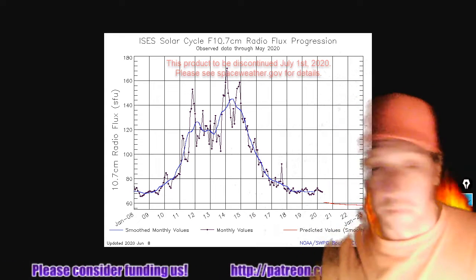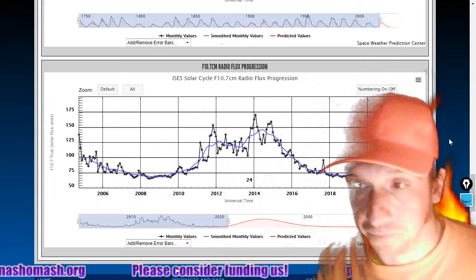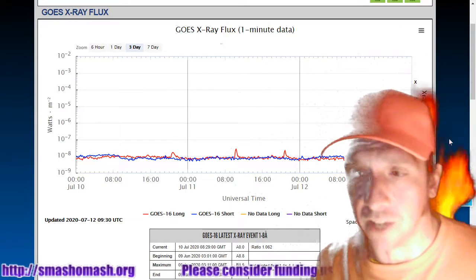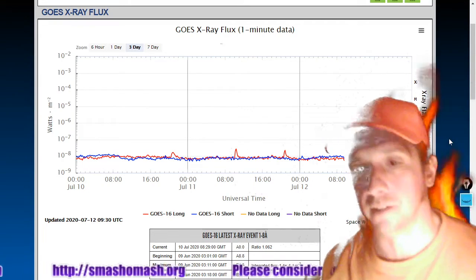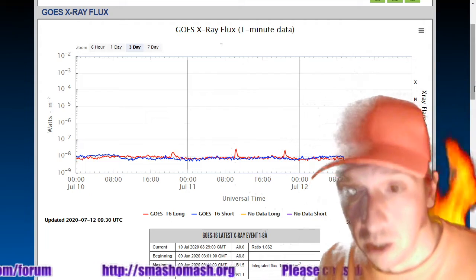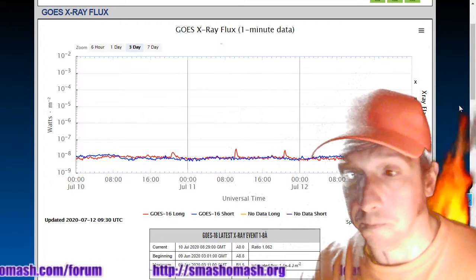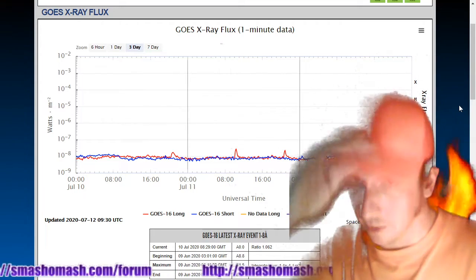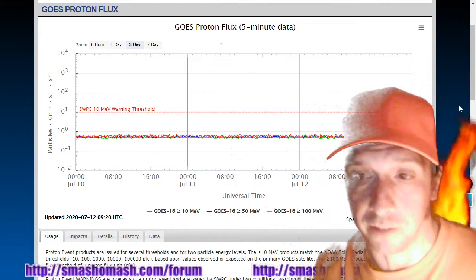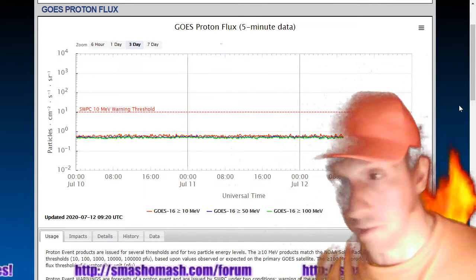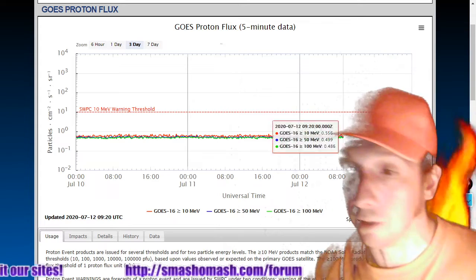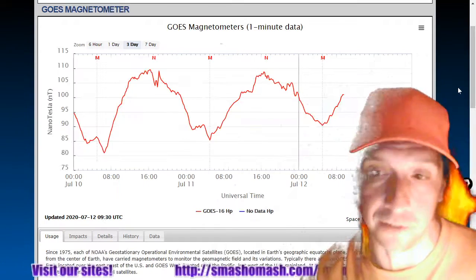Let's go back to space stuff. 10.7 centimeter radio flux is still at 69. Say it aloud. China. 69 solar flux units. X-ray flux is still below the B level. No kind of significant X-ray flares. No proton events. Although there is a bit of a forecast for a glancing blow. You might not even see any kind of a signal on that.